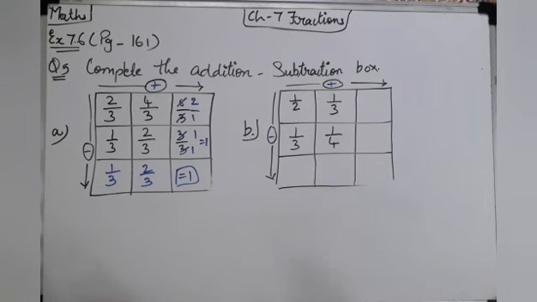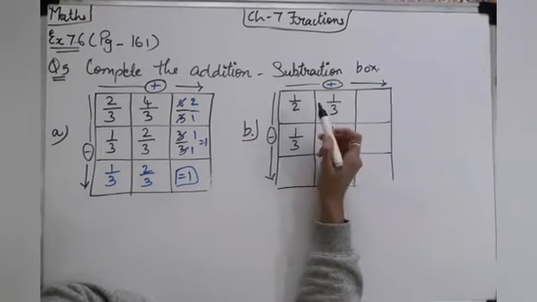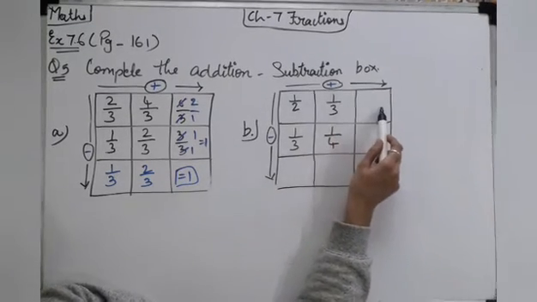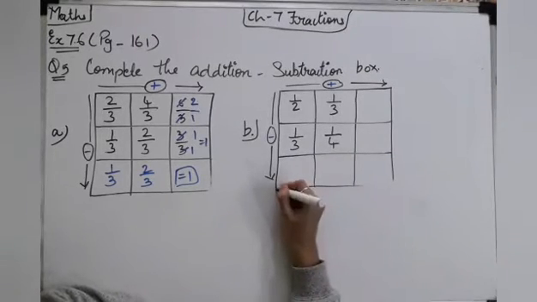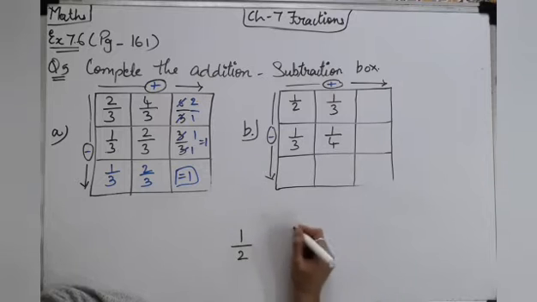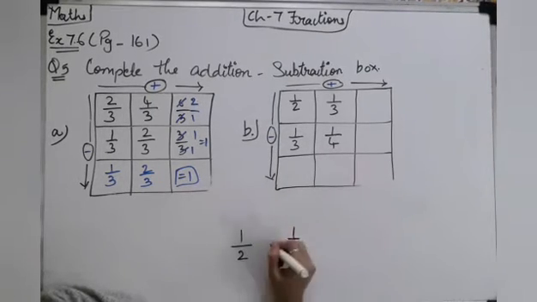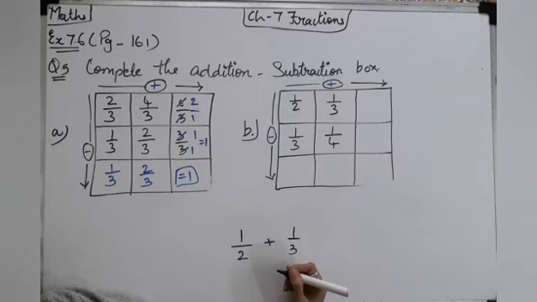Our next sum is, here it is given the same way. If you are moving left to right, you have to do the addition. If you are moving upward to downwards, you have to do subtraction. So 1 upon 2 and 1 upon 3, addition will take. But you can see that denominators are not same. So what we will do? For making it like fractions, as they are unlike fractions, we have to take out the LCM.